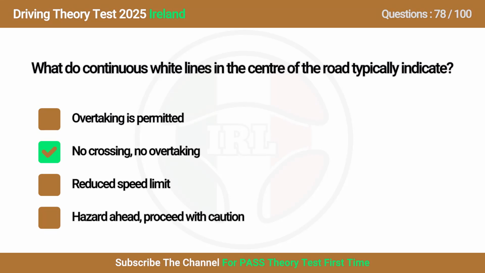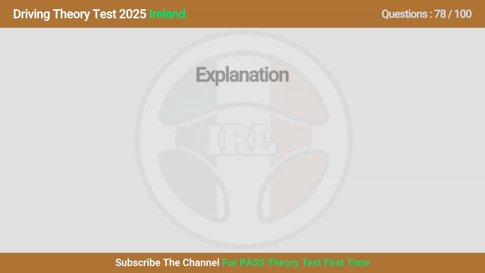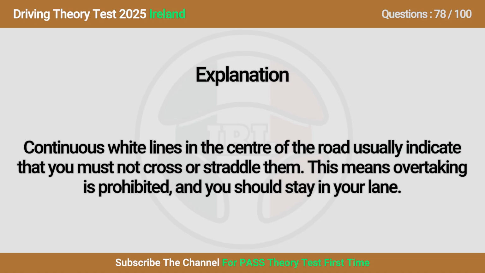Answer is B. No crossing, no overtaking. Continuous white lines in the center of the road usually indicate that you must not cross or straddle them. This means overtaking is prohibited, and you should stay in your lane.